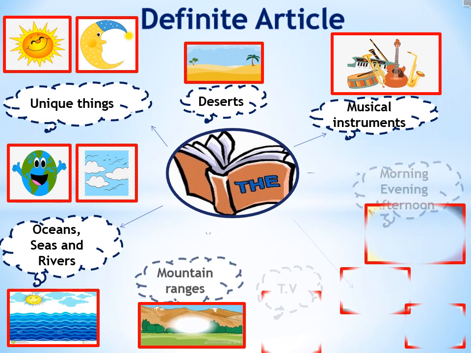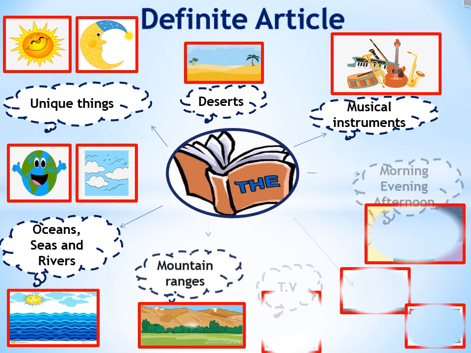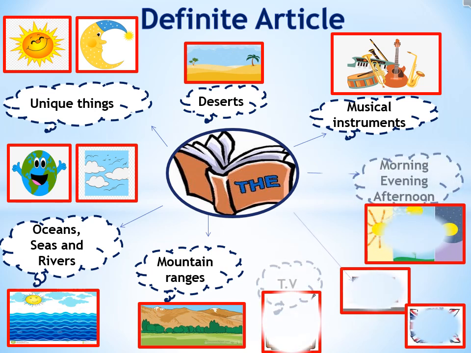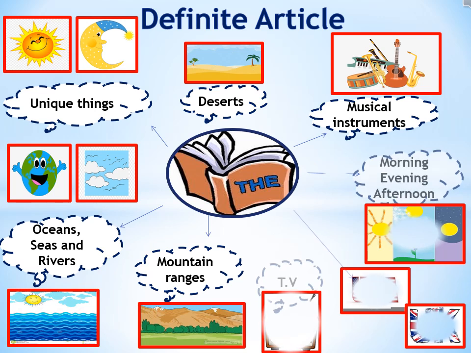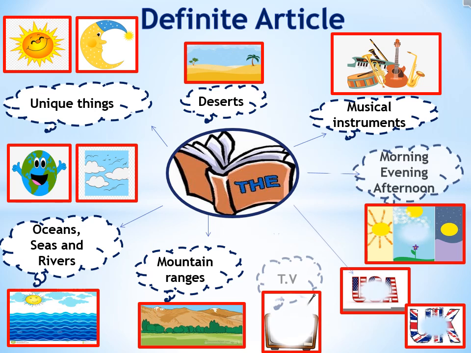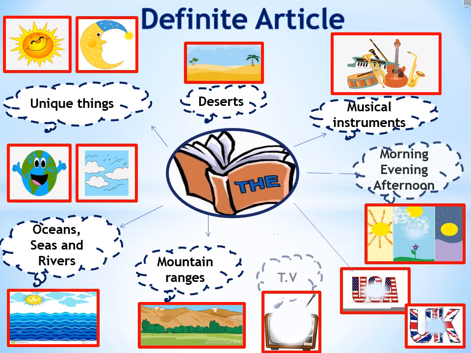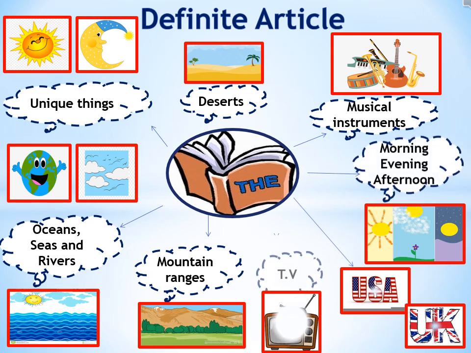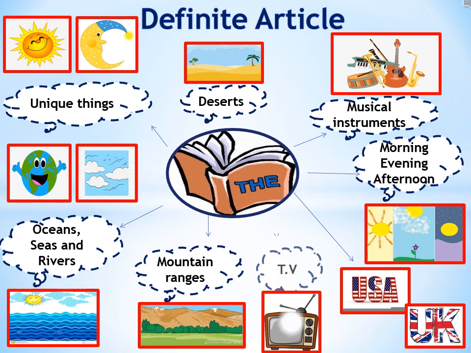We also put the with mountain ranges. That means a group of mountains that have the same name. All of them have one name. For example, the Himalayas. We also use the with these words: the morning, the evening, the afternoon. We put the also before these countries, the USA and the UK. Also, we put the before the word TV. I say I watch the TV every night.